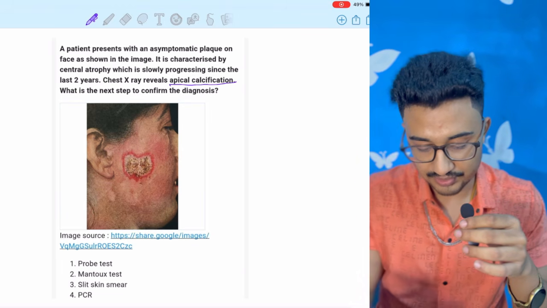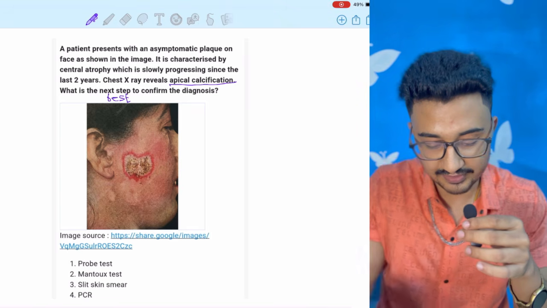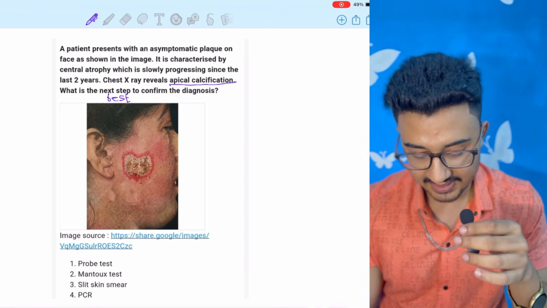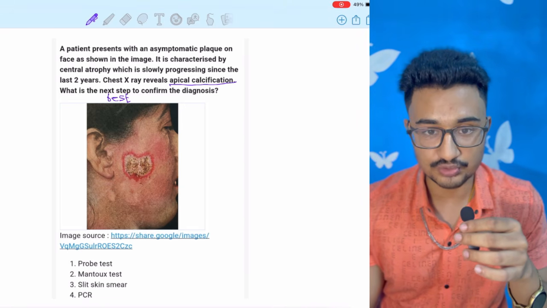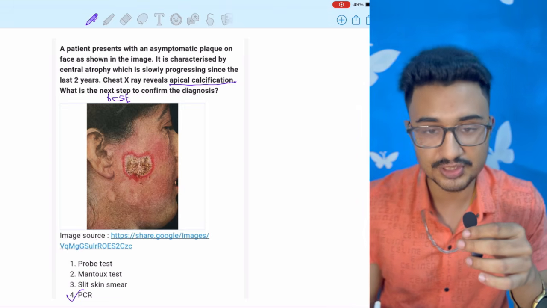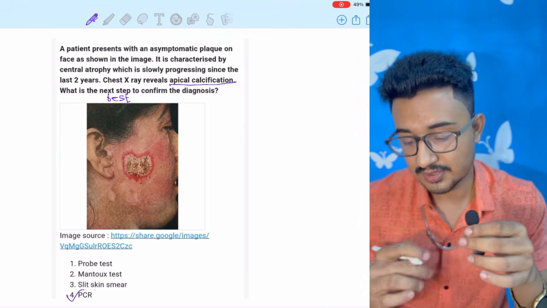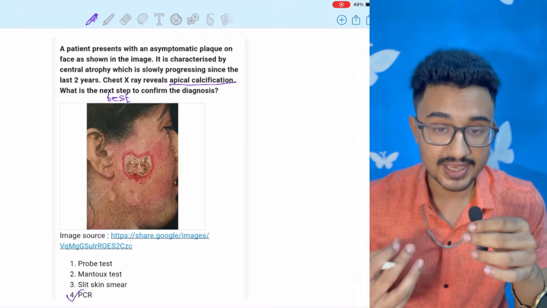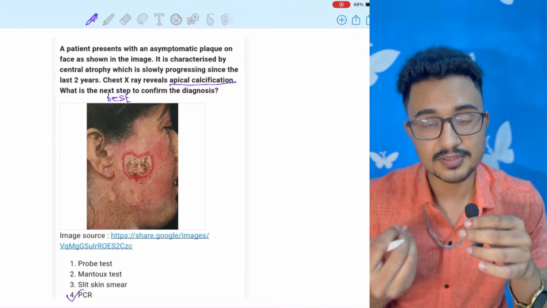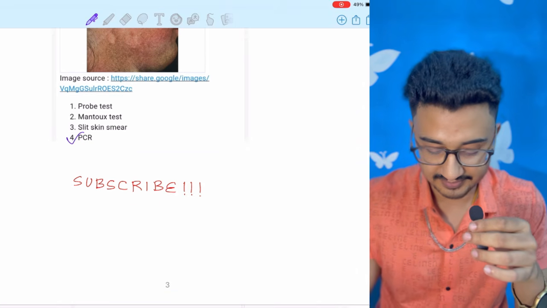To confirm the diagnosis, I think in the question it was the best test to confirm the diagnosis. So, Mantoux test is the next step, but the best test for the diagnosis is PCR, even better than biopsy. Biopsy is not mentioned in the options, but if I am not wrong, in the actual question, biopsy was also there in the options. Biopsy also has good specificity and sensitivity, but in this case PCR has better specificity nowadays.